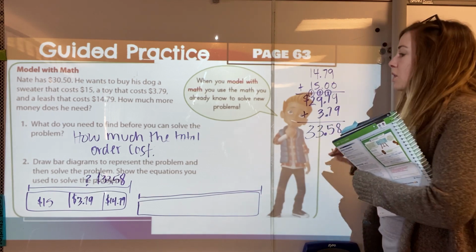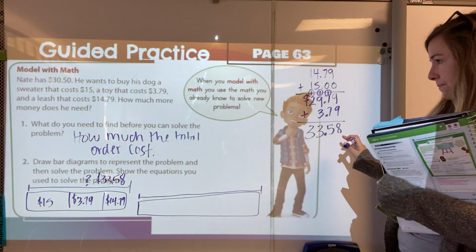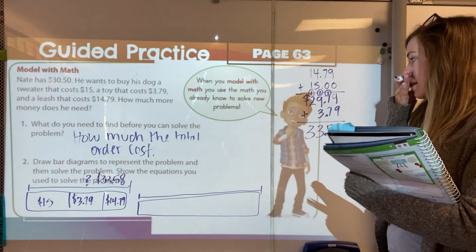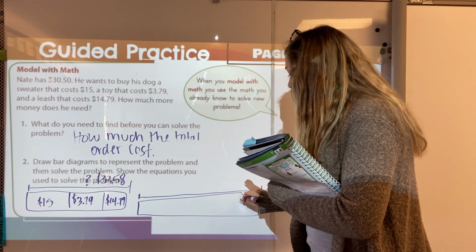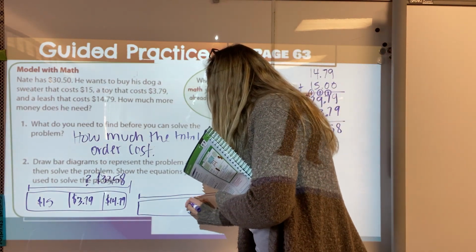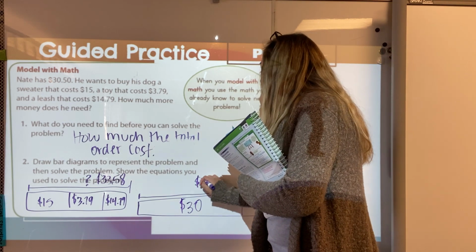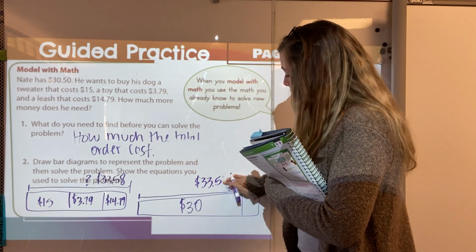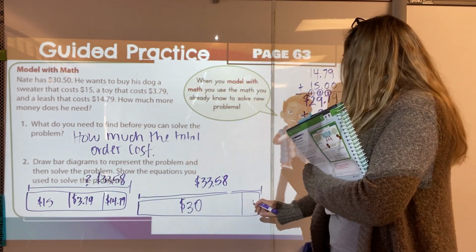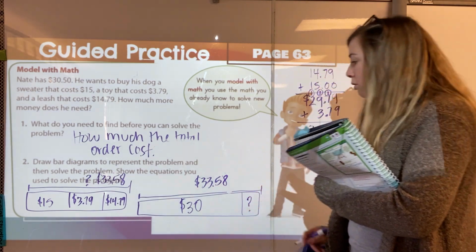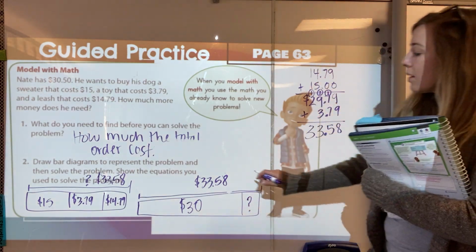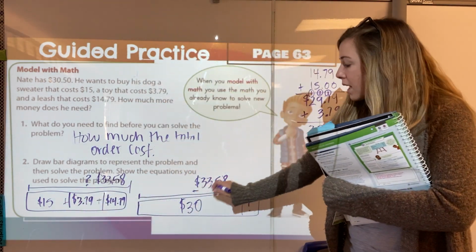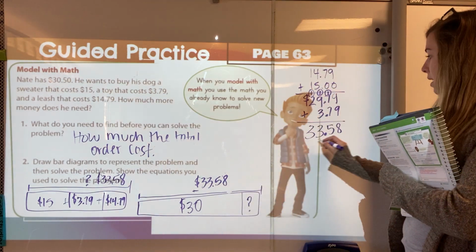Okie dokie. So from there, I have to decide how much more money he's going to need. So what makes that difficult is he has a certain amount, and he's got close, right? He has $30. The total amount he needs is $33.58. That's an ugly 8. Try that again. 8. And what's missing right here is the little bit more that he needs. So I know I'm going to deal with subtraction. And here we knew, oh, I'm going to add all those together. Well, here I'm going to take my $33.58 and take away my 30.